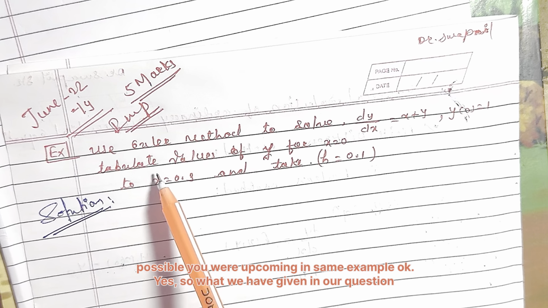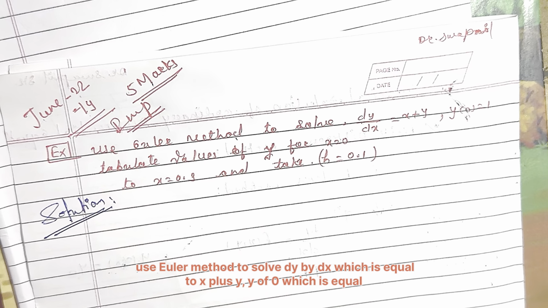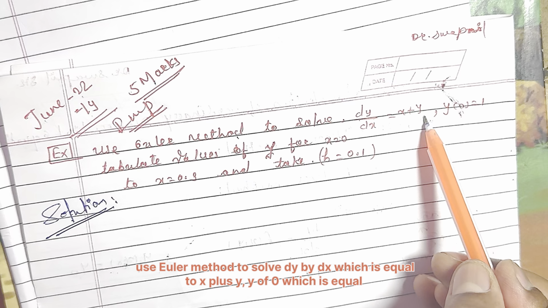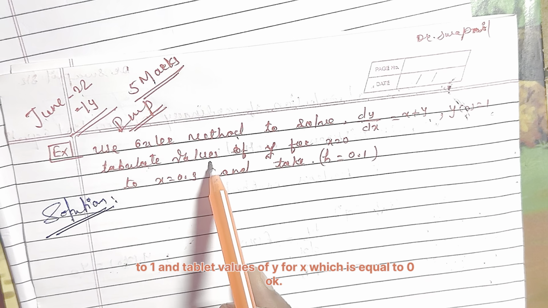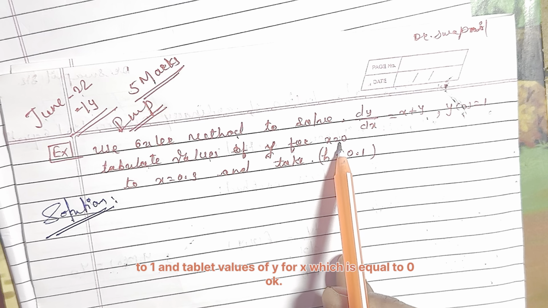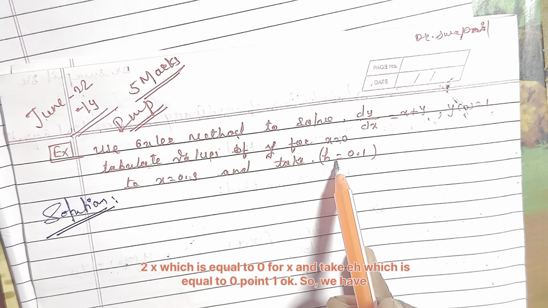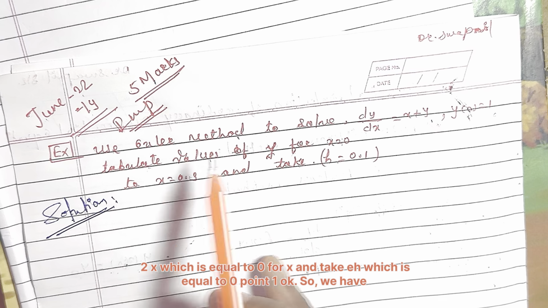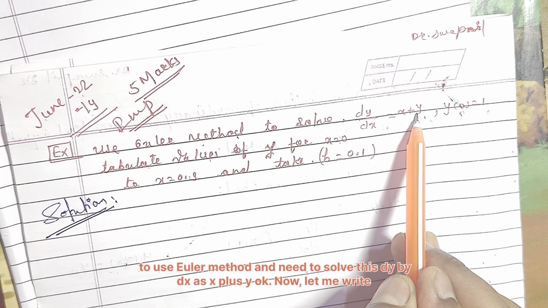So what we have been given in our question: use the Euler method to solve dy by dx equal to x plus y, with y of 0 equal to 1, and tabulate values of y for x equal to 0 to x equal to 0.3, taking h equal to 0.1. So we have to use the Euler method and solve this dy by dx as x plus y.